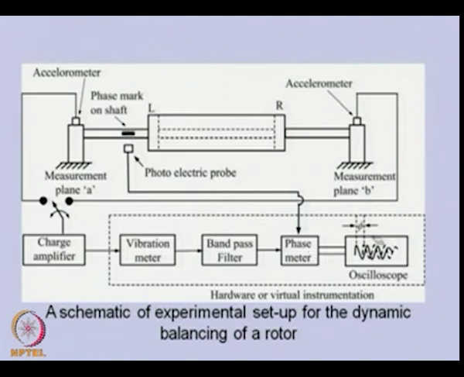Alternately we can use an oscilloscope, in which we can depict two signals. One is the vibration signal from near the bearings, and the other is the reference signal. I will show in the next slide how we can use an oscilloscope to measure the phase if we don't have a phase meter.